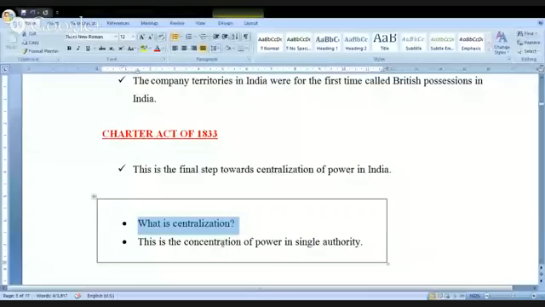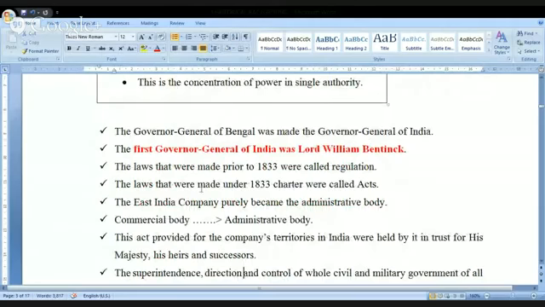Okay. Now, again, let's come back to the document. Let me open it to you. So, the centralization is nothing but the concentration of the power in a single authority. Now, look at this. The Governor General of Bengal was made the Governor General of India. So this person became Governor General of India through the 1833 Act. And the first Governor General of India was Lord William Bentinck. Kindly remember this one. He was the last Governor General for Bengal, and the same person has been designated as the first Governor General of India. And the gentleman's name was Lord William Bentinck.